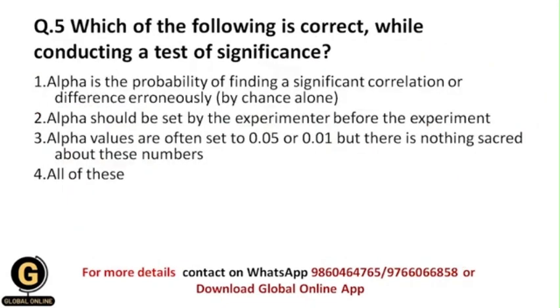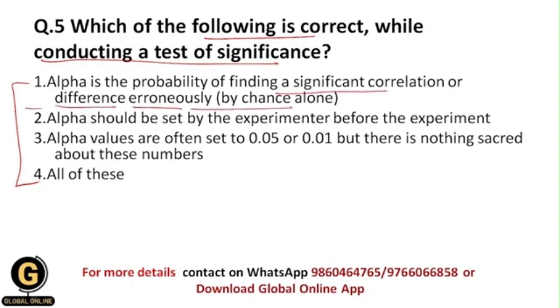Which of the following is correct while conducting a test of significance? Whenever I am doing a test of significance, which of these following options are correct? Alpha is the probability of finding a significant correlation or difference erroneously by chance alone. Alpha should be set by the experimenter before the experiment. Alpha values are often set to 0.05 or 0.01, but there is nothing sacred about these numbers. All of these.